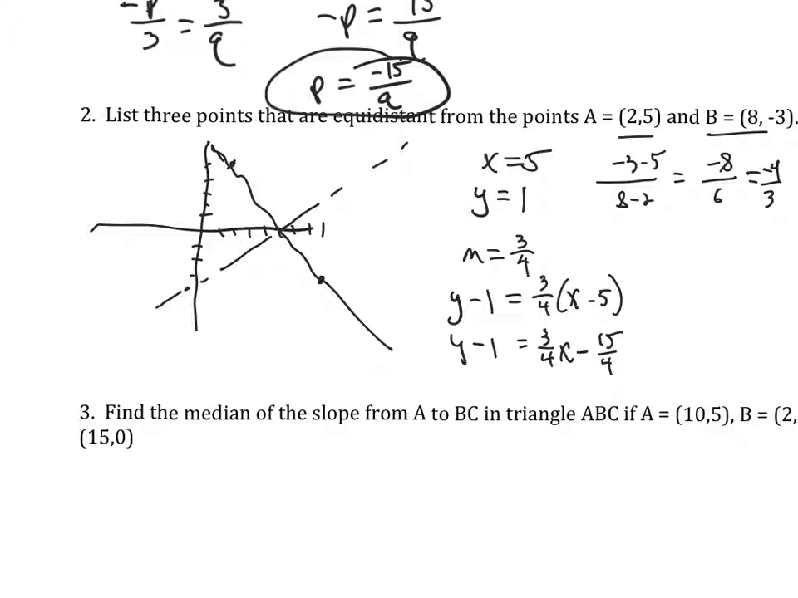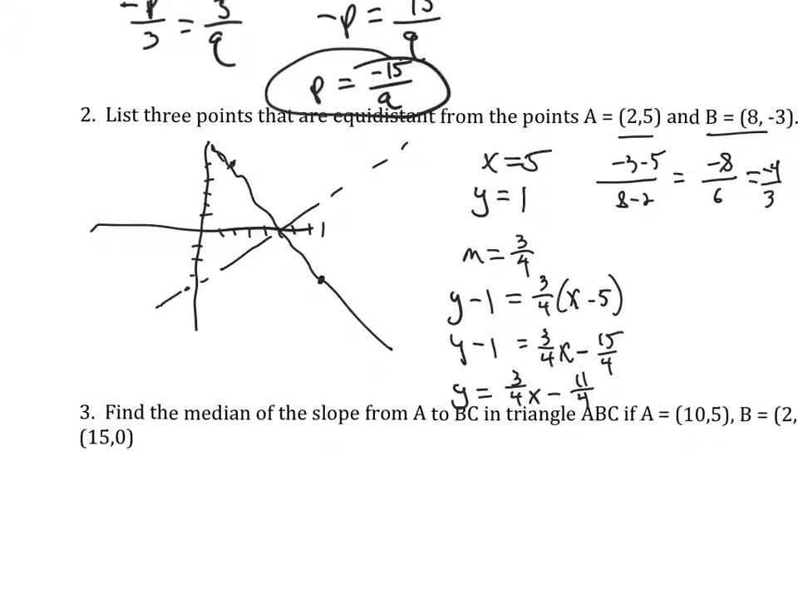And then if I add 1 to both sides, we get y equals 3/4 x minus 11/4, because I added 1 to both sides, which is equal to 4/4. Okay, so we get y is equal to 3/4 x minus 11/4.